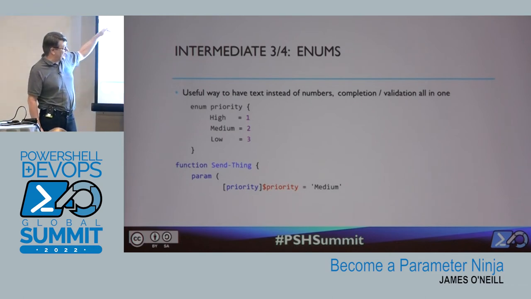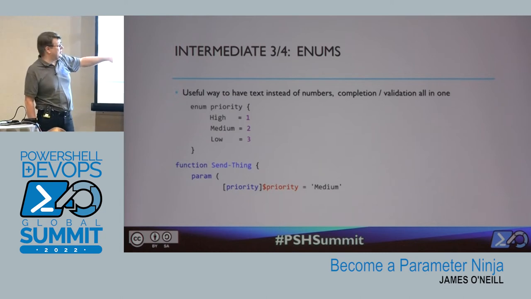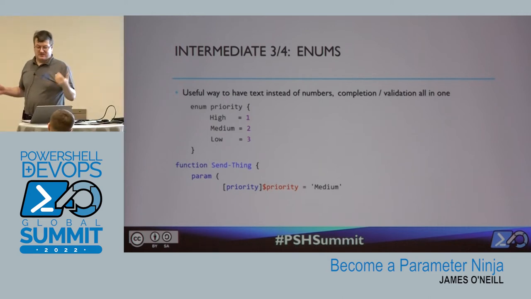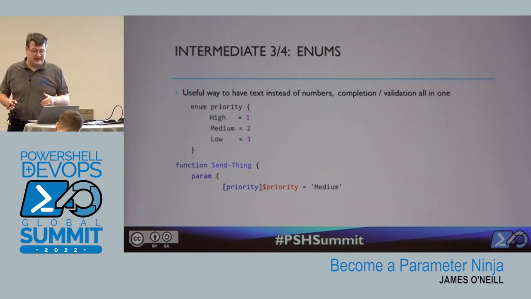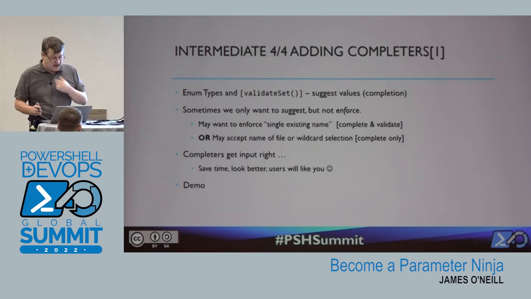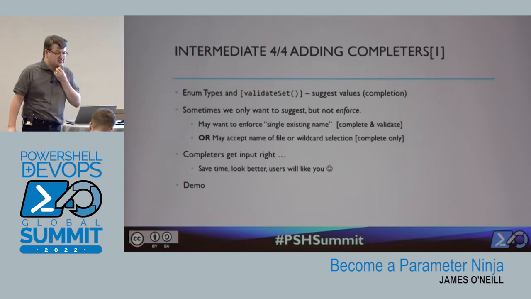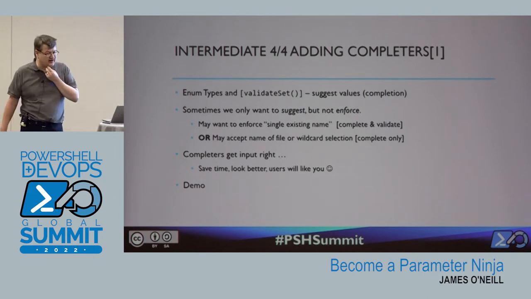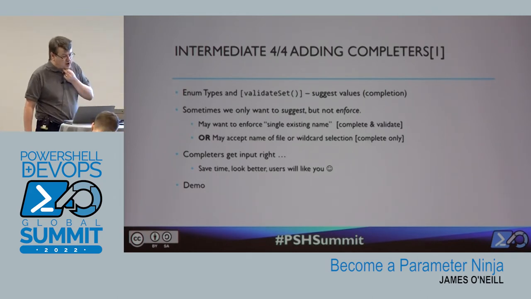Anyhow, an enum here gives me three things in one. I get shorthands because I can specify my priority as 1, 2, or 3, or high, medium, and low. I get validation of my user input, and I get automatic completion. So validation enums are a really helpful thing to have in the background, and we'll see enums in one of the examples that's coming up.